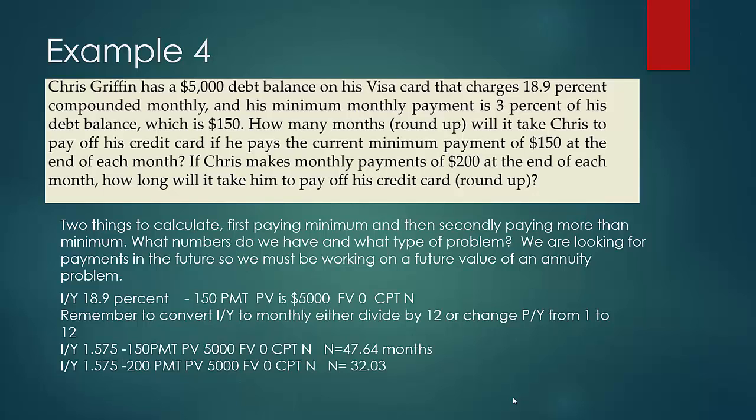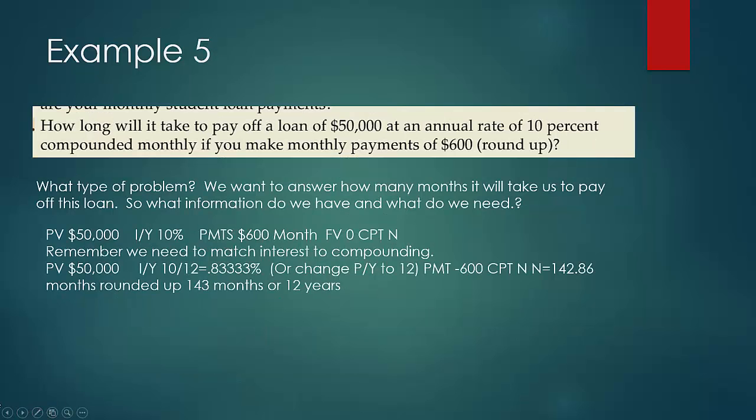And this is not an unusual example. So the whole idea is to pay more than your minimum balance on your credit card. And you can see the difference if you just up your payment by $50 per month and the same interest rate, same present value, same future value, computing n, you're now down to 33 months. So every time you increase your payment, obviously n goes down, and that's the concept of this question.